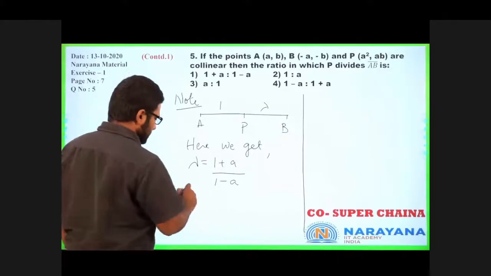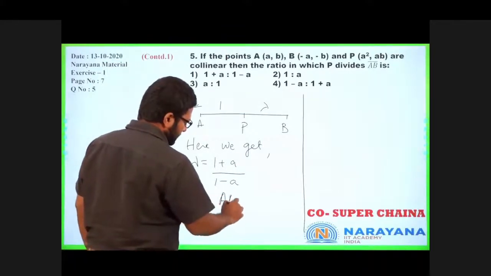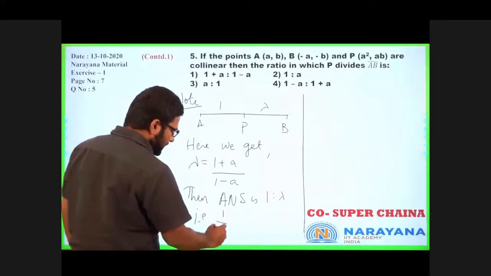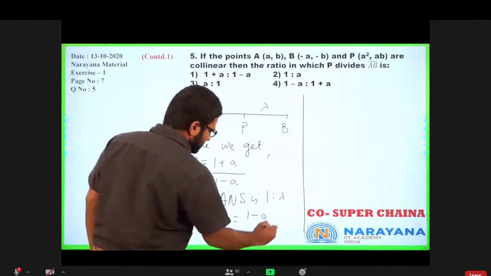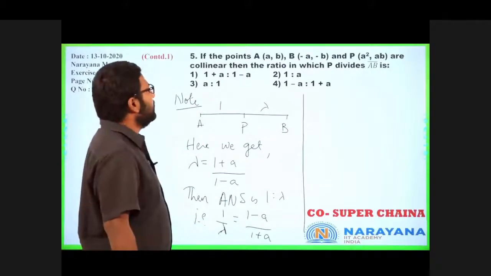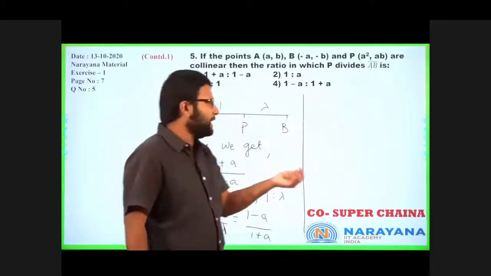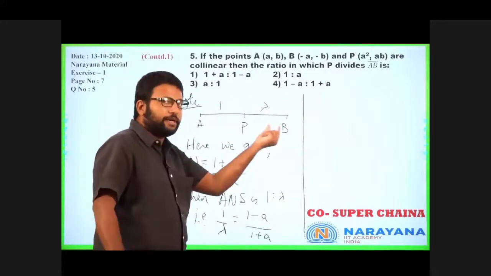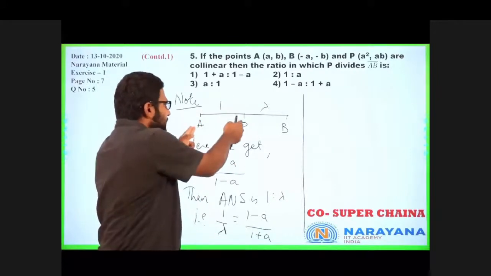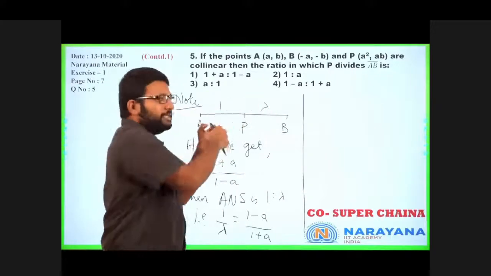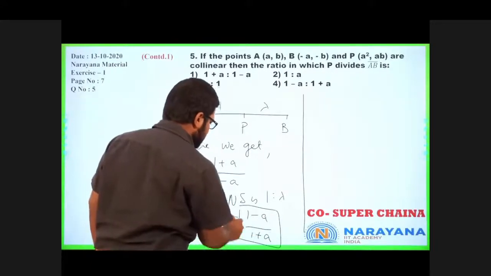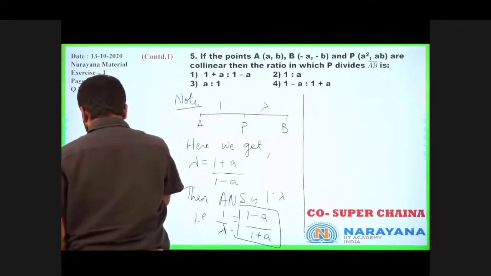So then the correct answer: 1 is to lambda, that is 1 by lambda, and 1 by lambda is 1 minus a upon 1 plus a. So this is a very important point that some students struggle with: when we are asking P divides AB, it always means that the ratio towards A would be first. So you are always looking for this length divided by this length, which means this number is to this number. Okay, so just be careful about that. So then this would become the answer. Alright, okay, let us proceed.